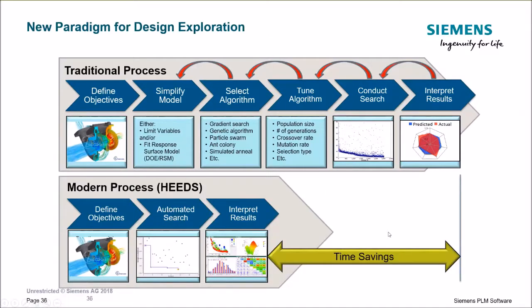So using a more professional design exploration tool, we put all these steps together. We don't have the need of simplifying the model anymore. The selection of the algorithm will be done automatically, or better explained, it will look through all possible algorithms and select the best one depending on the type of problem you have, and it will do the interpretation of results also for you. It will help you with that.